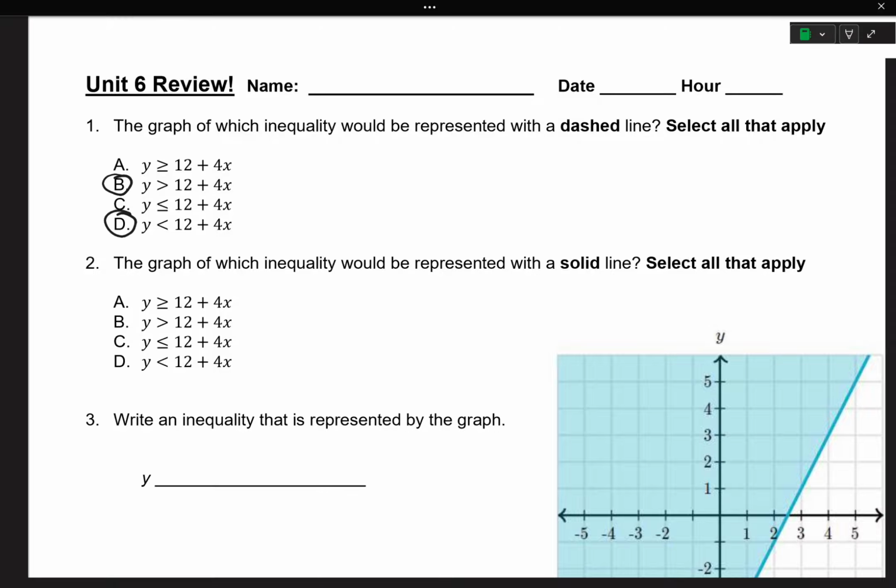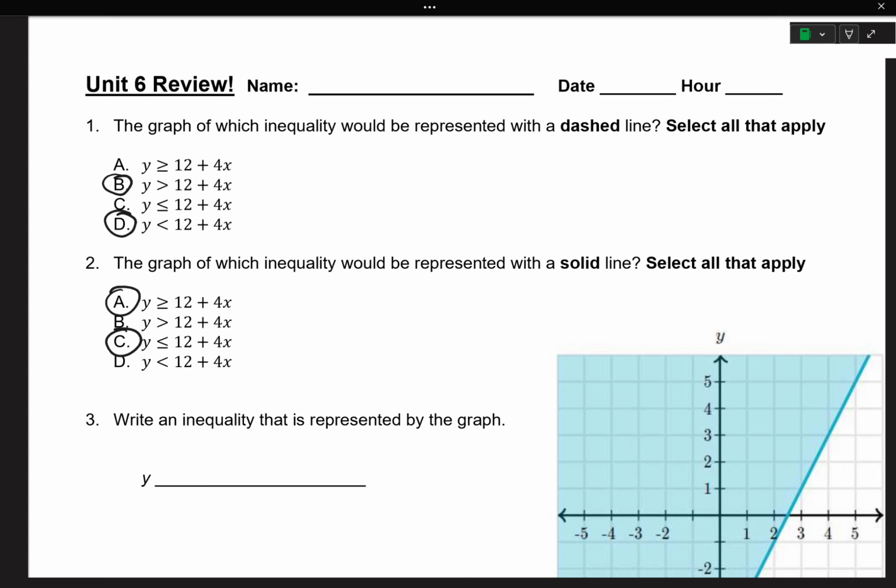Number 2 asks us which of the inequalities would represent a graph with a solid line. Select all that apply. Take a look at the options. What do you think? Your answer should be A and C.